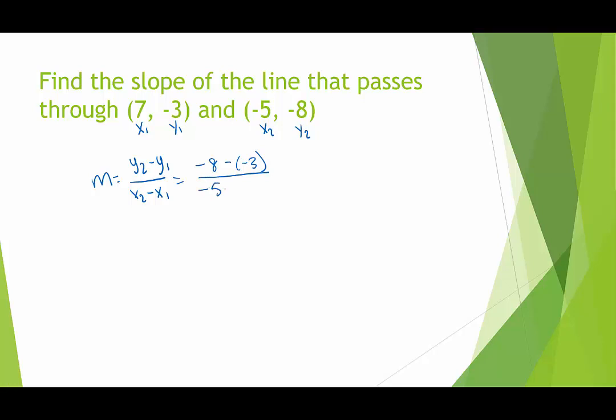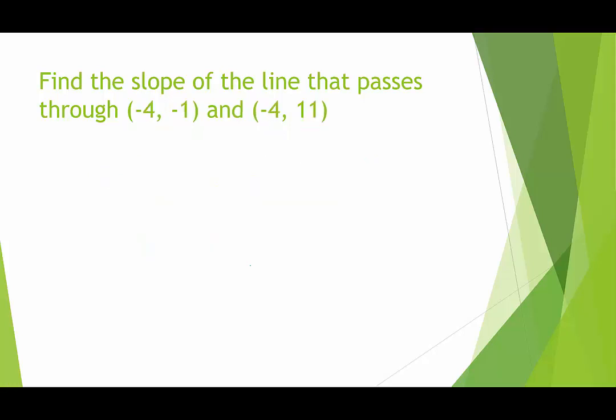x2 is negative 5, minus x1 is positive 7. So in the numerator, we have negative 8 minus negative. I might change this to plus positive. I get negative 5. In the denominator, I have negative 5 minus 7 over negative 12. A negative divided by a negative, remember what that means? That's positive 5/12. And then we can't simplify the fraction any further from there. So we end up with m equals, the slope of this line is 5/12. This is a positive slope, so that indicates that this line would be going up from left to right.